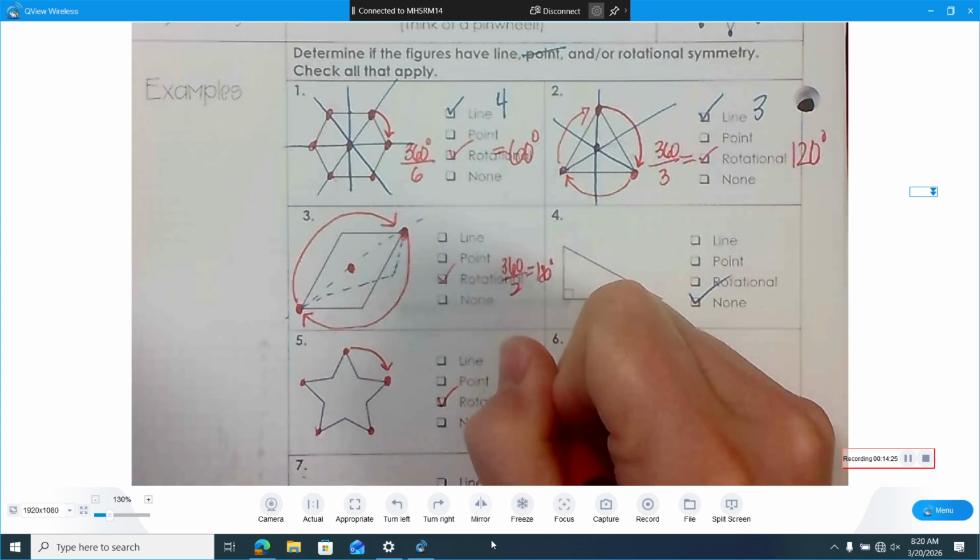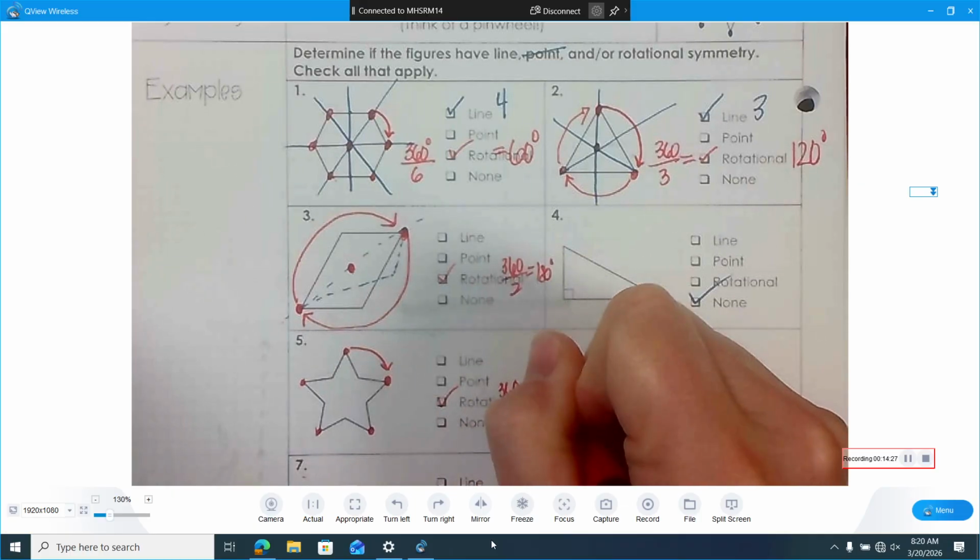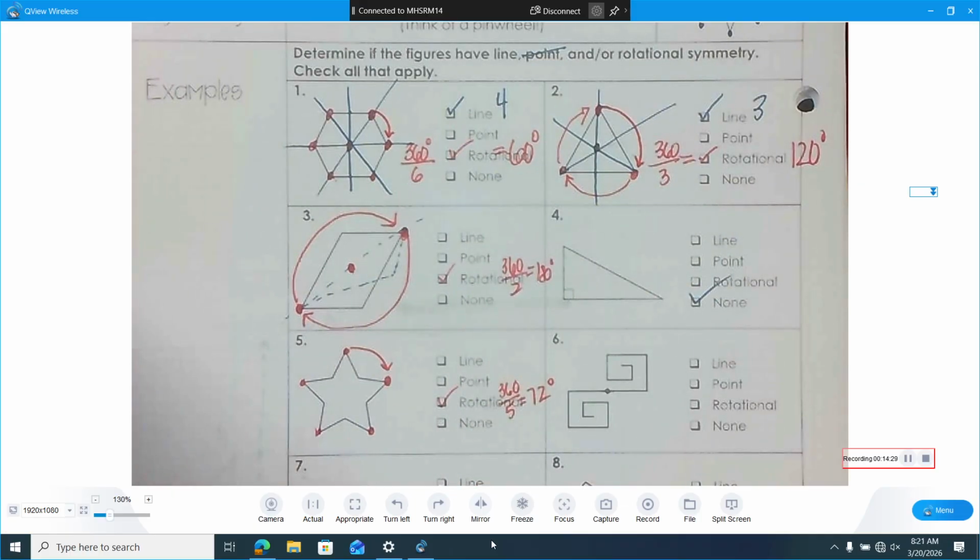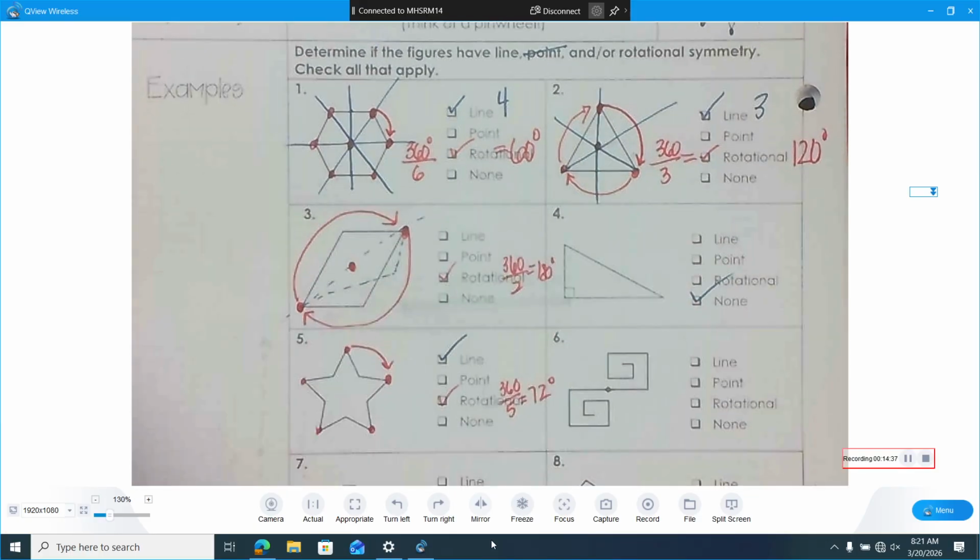So it does have rotational symmetry, 360 divided by 5 points that could match up, and that gives us 72 degrees. What about the line symmetry? Does it have line symmetry? Yeah. Does have line symmetry.